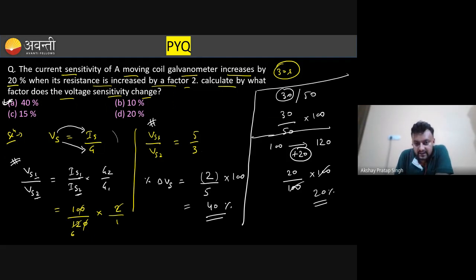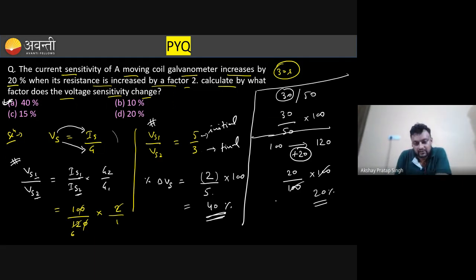Now coming back to our ratio, this is the ratio 5 by 3. This VS1 indicates initial; 1 is taken as initial, 2 is taken as final. This is the final value. So what is the change? The change is by 2, decreased by 2. What is the original value? The initial value is 5, multiplied by 100. So that's how you calculate the percentage.